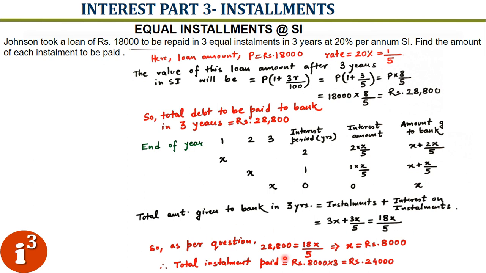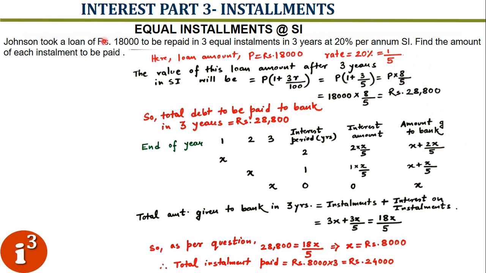As per the question, this 28,800 will be equal to 18x by 5. So from this, your x comes out to be rupees 8,000. So you are paying 8,000 rupees as installment and repaying your loan. So basically how much are you paying? You are paying 24,000 to discharge a debt of how much? This 28,800, because these 8,000s will generate some interest.